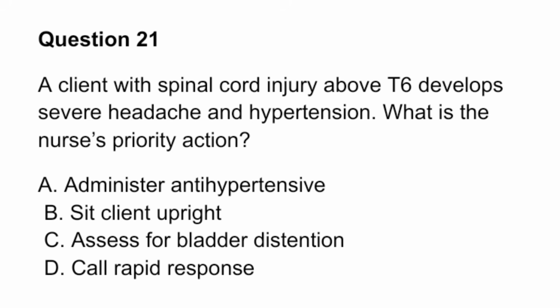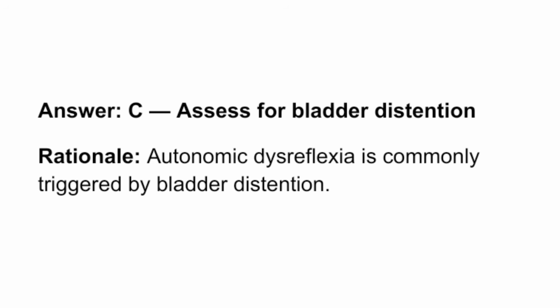Question 21. A client with spinal cord injury above T6 develops severe headache and hypertension. What is the nurse's priority action? A. Administer antihypertensive. B. Sit client upright. C. Assess for bladder distension. D. Call rapid response. Answer C. Assess for bladder distension. Rationale: autonomic dysreflexia is commonly triggered by bladder distension.